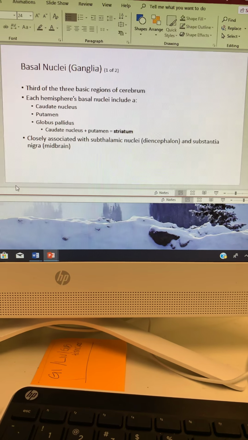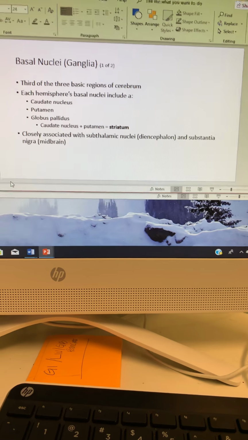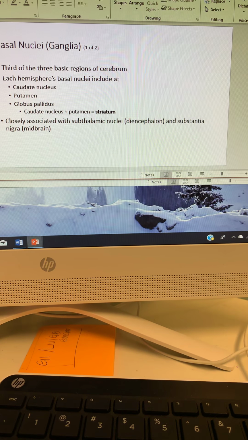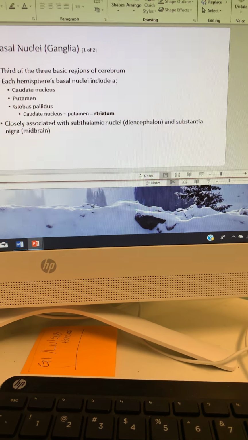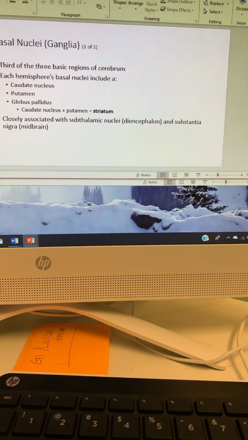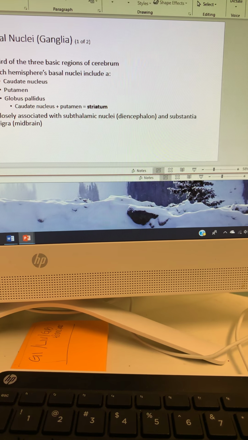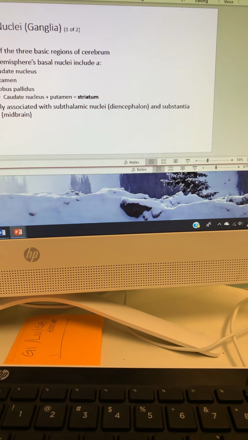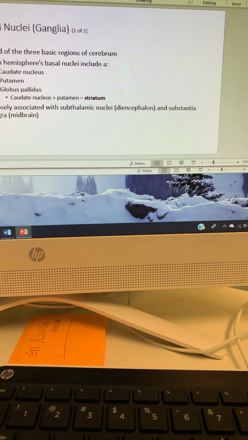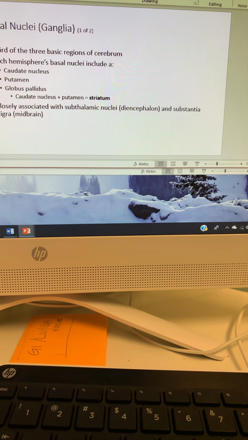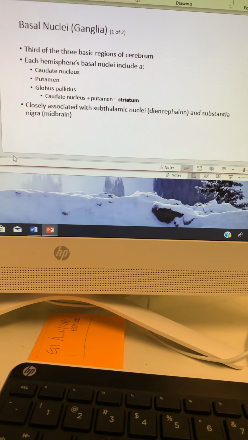which then takes us out to the basal nuclei or the ganglia. It's the third of the three basic regions of the cerebrum. Each hemisphere's basal nuclei has a caudate nucleus, a putamen, and a globus pallidus. Closely associated with the subthalamic nuclei of the diencephalon and the substantia nigra in the midbrain.